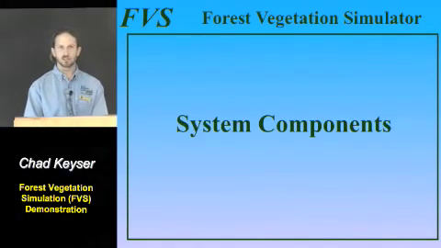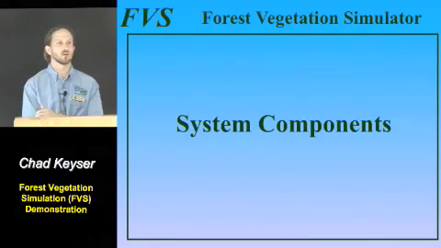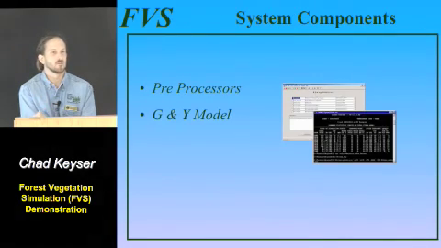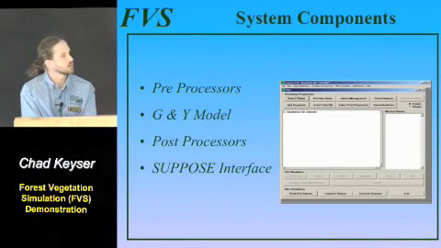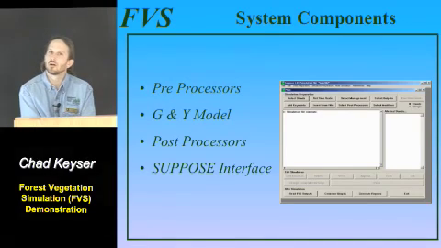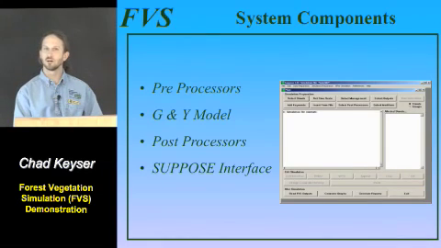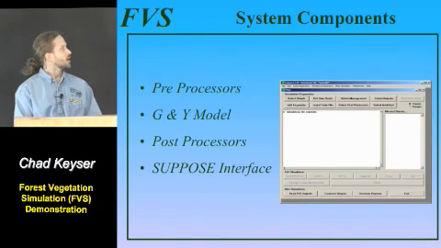Okay, so now that you have a general idea of what FVS is, let me go a little bit more detailed into the system components that make up the Forest Vegetation Simulator. In terms of the system components, there are four main categories. The first category are preprocessors. These are programs that are used to get your inventory data from your stand exams into a format that the growth model can understand.